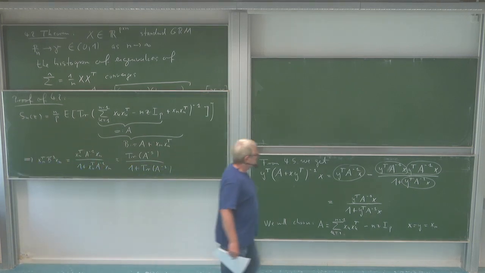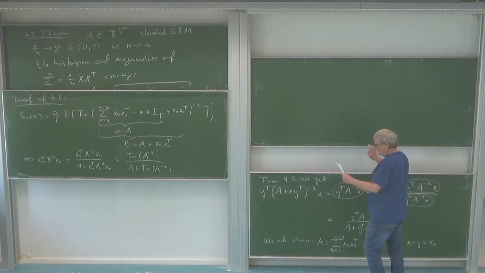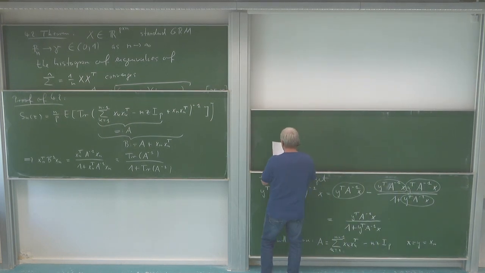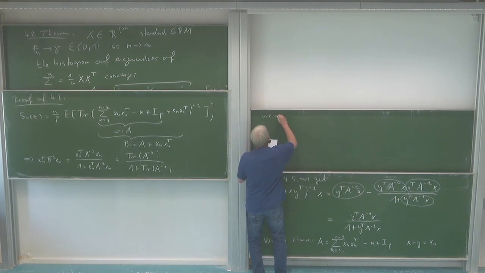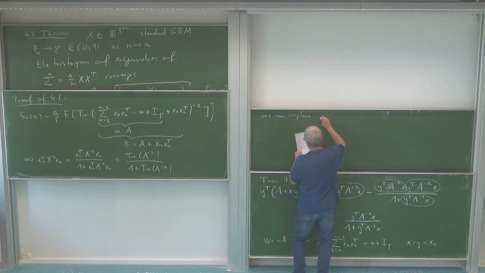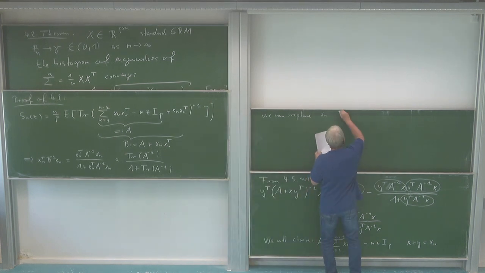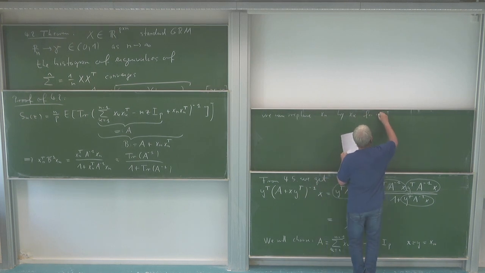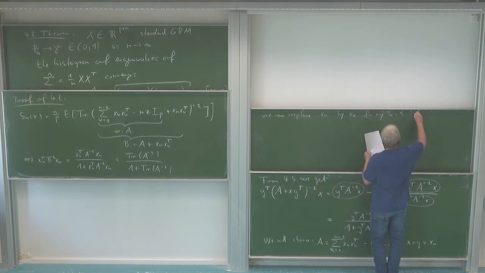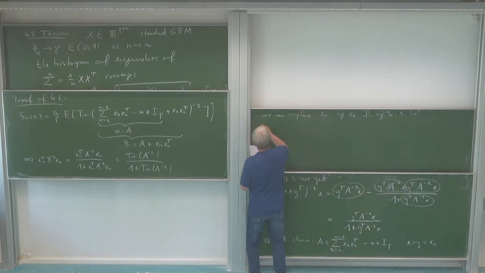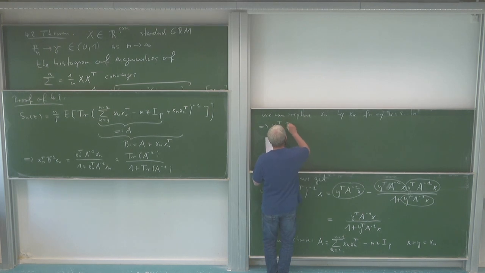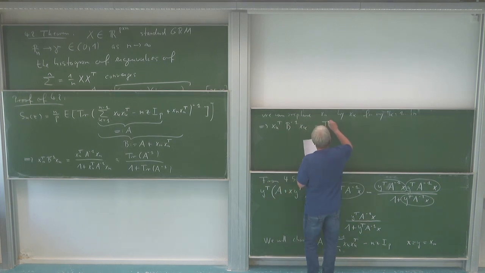Okay, and this is good, but let's see. I mean, it's okay. So again, we can replace xn here by any other k, by xk for any k from 1 up to n, and do the same argument which I had done before, and then I get that xk transpose b to the minus 1 xk is close to the trace of a to the minus 1 plus the trace of a to the minus 1.